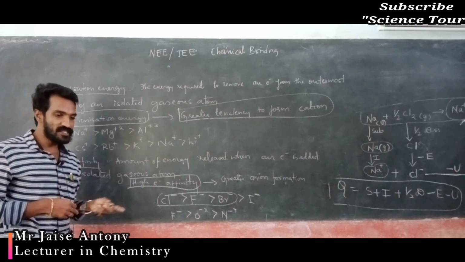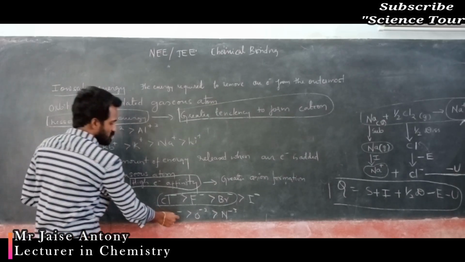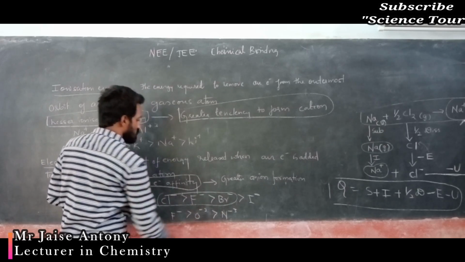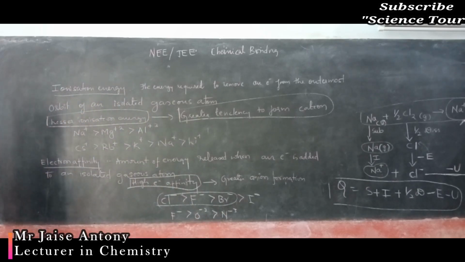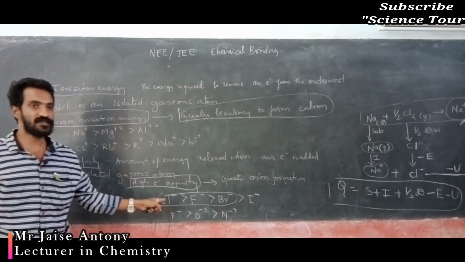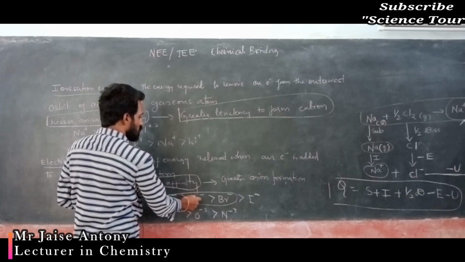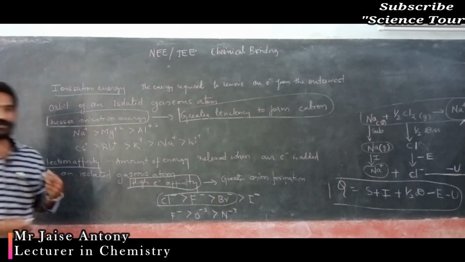I will explain that part, my dear students. Here once again, fluorine has more affinity compared to O2 minus, compared to N3 minus. I will explain this part. Here see the trend of this one: fluorine, after that bromine comes. I will explain that part.